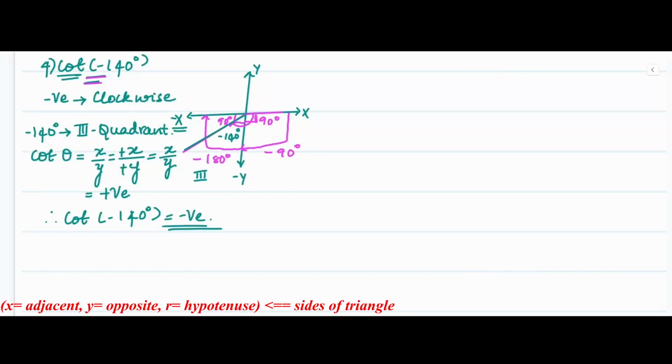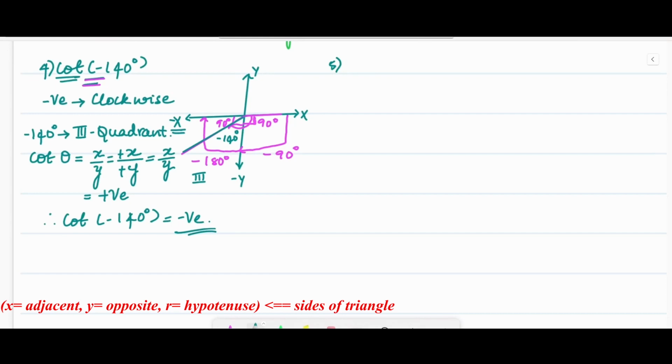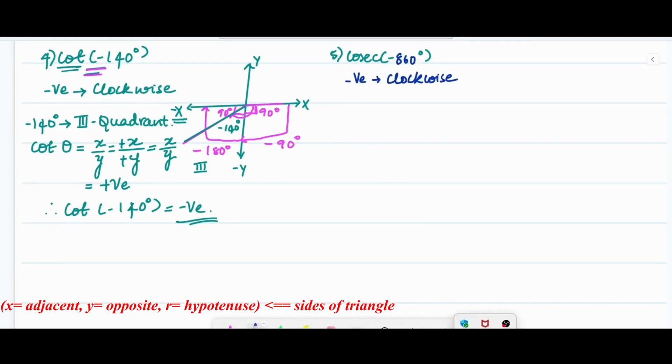Next question is cosecant of minus 860 degrees. The negative sign indicates that the angle is rotating in a clockwise direction, and they have given the number to be 860 degrees, which is again more than 360 degrees.